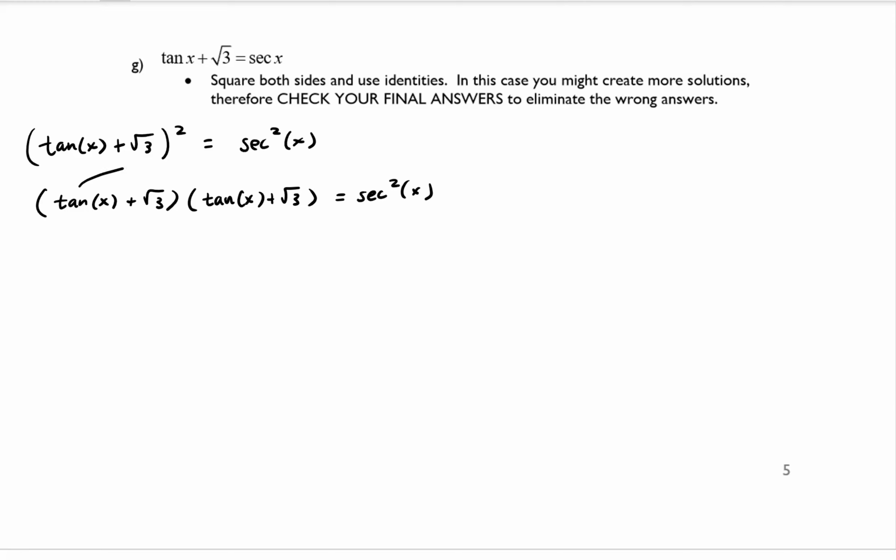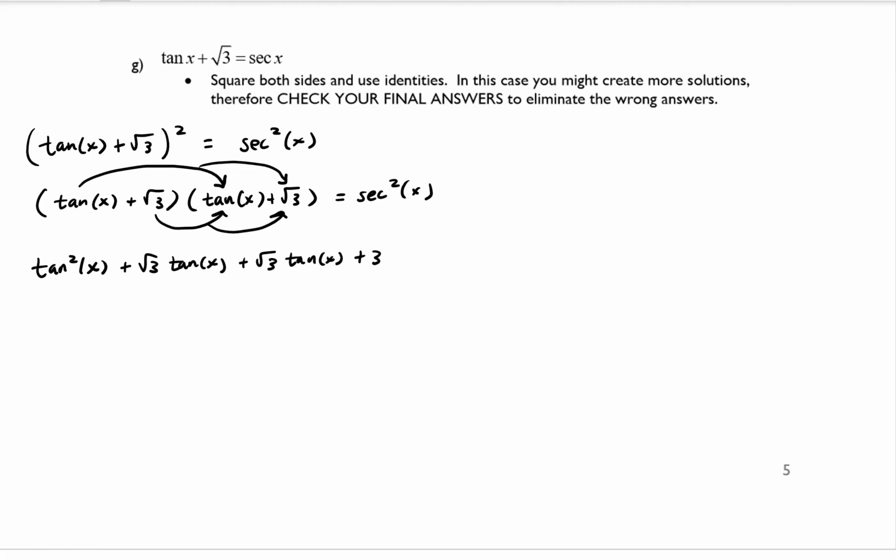Okay, so first, outer, inner and then last. And secant squared x on the right-hand side, we can manipulate that so that we can change that using the Pythagorean identity.